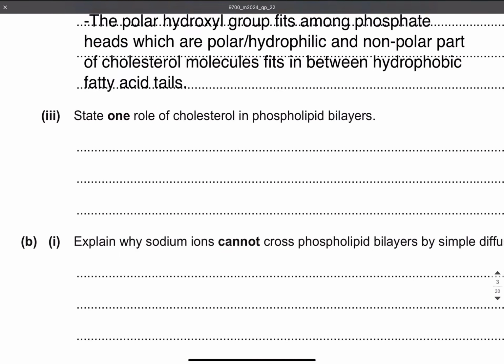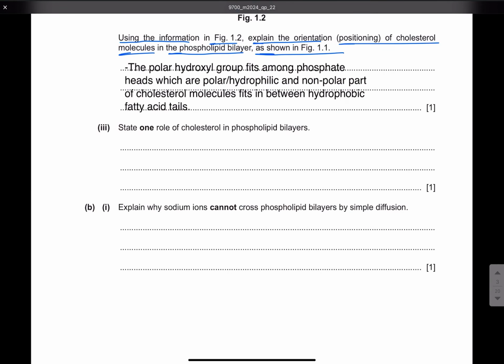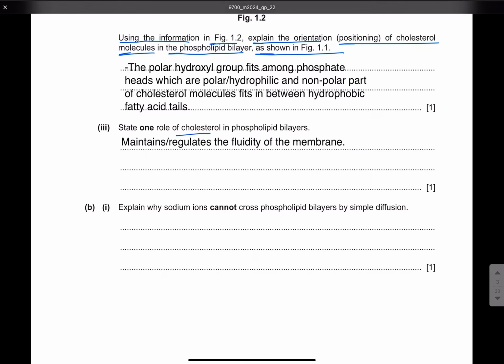Alright. State one role of cholesterol in phospholipid bilayers. So guys, we all know that the role of cholesterol in the cell surface membrane or phospholipid bilayer is that cholesterol maintains the fluidity of the membrane. So cholesterol maintains or regulates the fluidity of the membrane. Cholesterol prevents the membrane from becoming too fluid or too rigid.